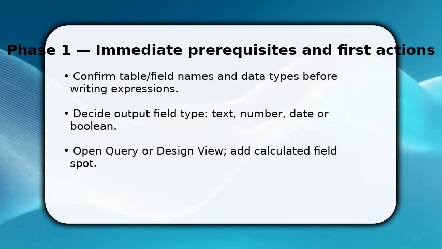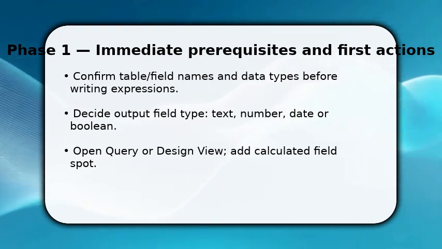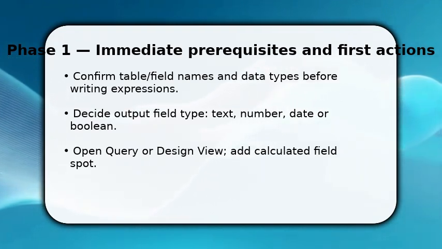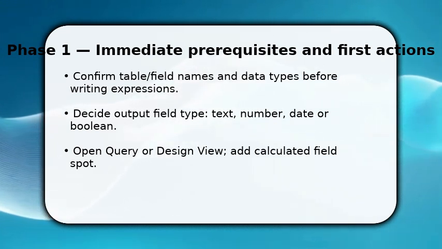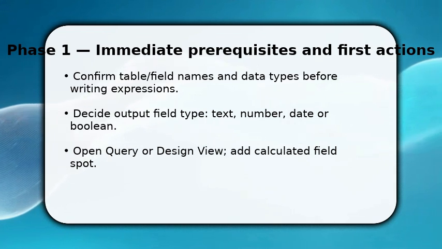You begin by identifying the exact field names and expected outputs so you don't break expressions. In a query or table design view, add a calculated field or new column. Then write your first IF using IF(condition, true result, false result) for simple branching. Explain why: it evaluates immediately and returns the chosen value.